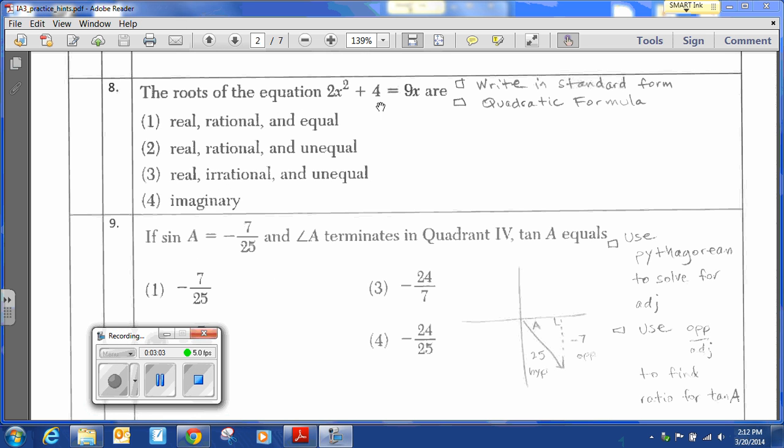Number 8, as you can see, this is not in standard form, so we need to subtract 9x from both sides, giving you 0 over here. And I'm going to go ahead and solve using the quadratic formula.